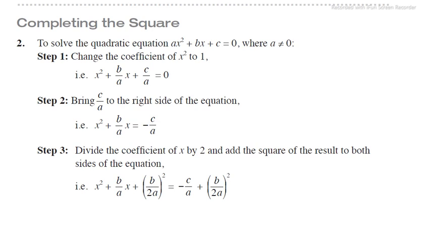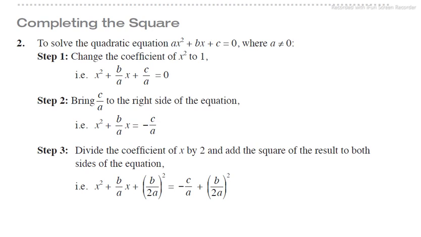After making x squared independent, in step 2, we take the constant on the other side, the right hand side. That is x squared plus b over a x equaling negative c over a, because it was a positive, and after crossing the equal sign, it became negative. We should take note of these steps because they are the ones that we shall be using to solve quadratic equations using the completing of square method.